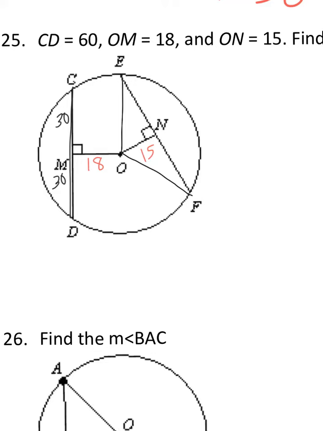Okay, so if I'm looking at this one, how am I going to find FN if I only know one of the three sides of the right triangle? I need to have two of those sides. So what I can do is use this triangle over here and do the Pythagorean theorem to find what the radius is, and it's going to be the same over here. So once I get this number, I plug it into here, and then I can use a squared plus b squared to find this side right here.